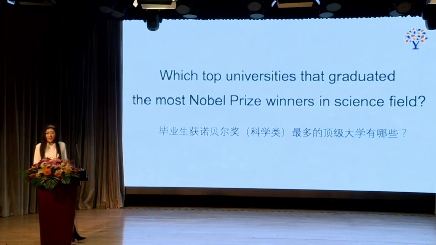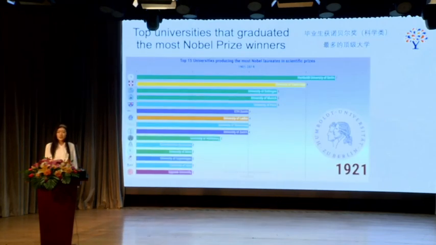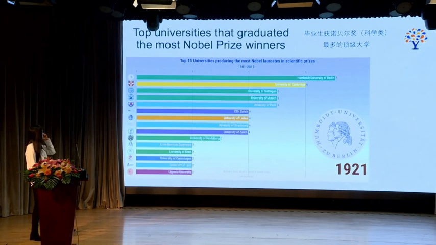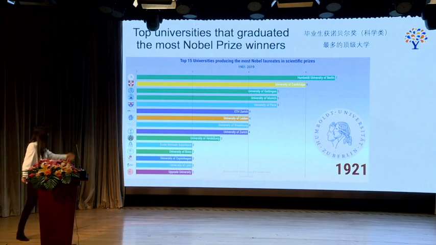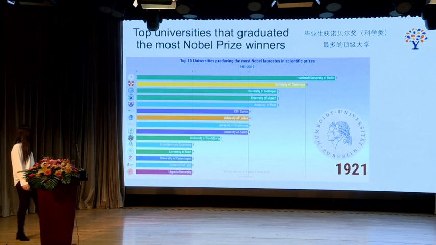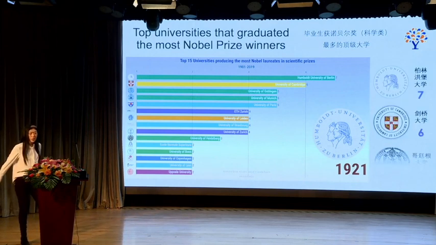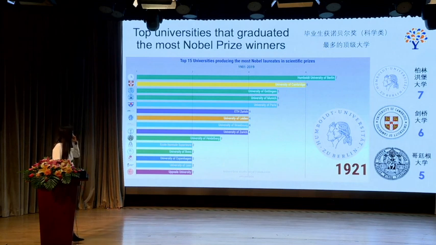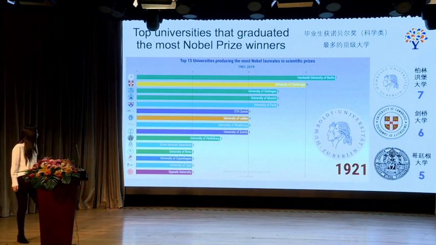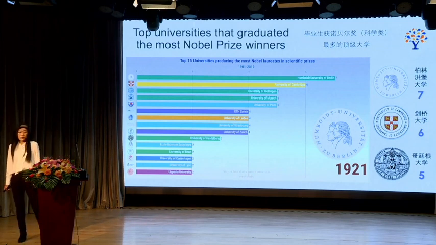Exactly 100 years ago, in 1921, this chart shows the top 15 universities producing the most Nobel Prizes in the scientific field. If you read them, from Hamburg to Cambridge, Göttingen, Munich, Paris, Zurich, Strasbourg, a lot of them are from small countries in Europe. They were all dominated by Europe exactly 100 years ago. Top three: the University of Berlin graduated 7 Nobel Prize winners, Cambridge graduated 6, and the University of Göttingen graduated 5.